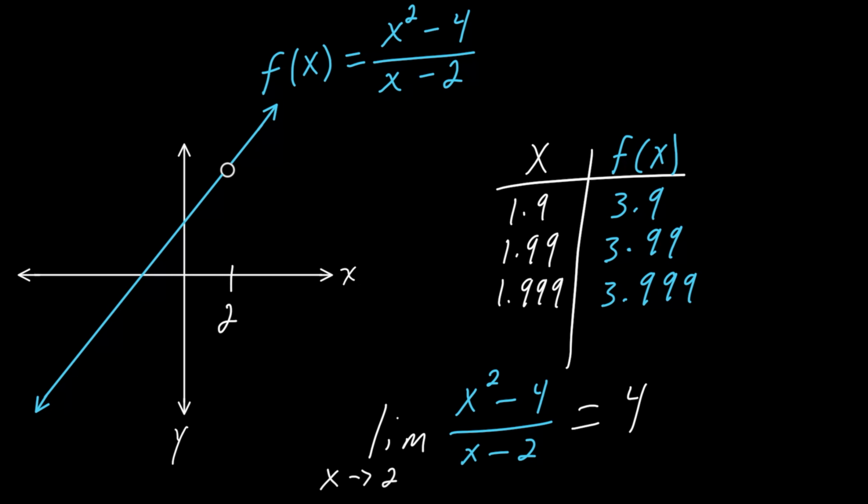So that's what limits are. A limit tells you what value a function is getting close to, right? What value it's getting close to as x gets closer to some number. In this instance, we had 2. In the previous example, we had 3.